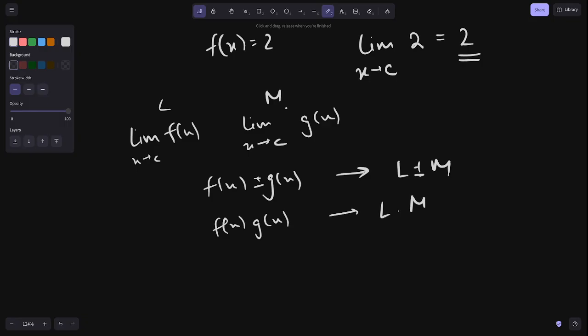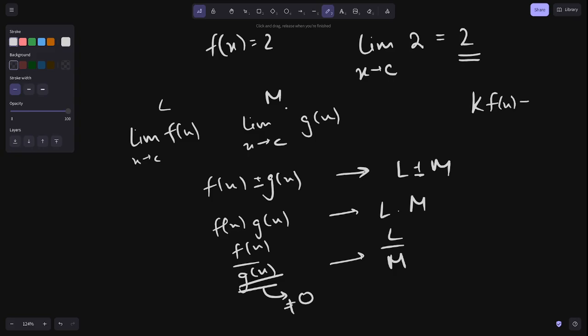The quotient rule will exist in some cases but will not if g(x) is 0. If g(x) is never equal to 0, then you can separate it as L by M. If you have a constant, you can bring it out. Let's say you have k f(x), you can write it as kL. And the roots, the powers also come out. So if you have f(x) to the power n, you can write this as limit to the power n as well.